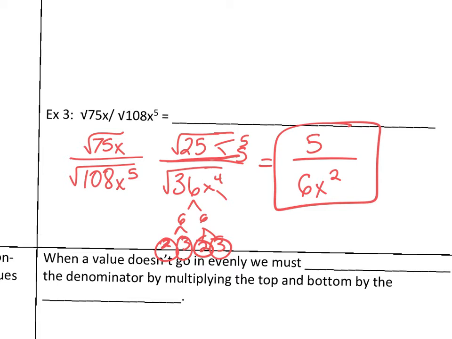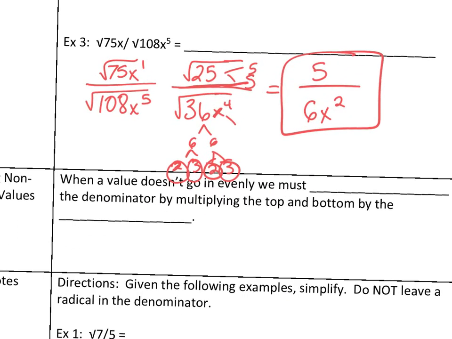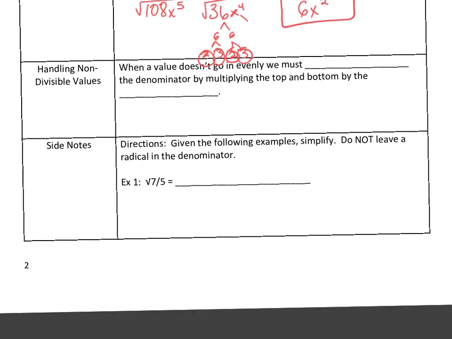Yes? What happened to the x on top? We subtracted them. So we did x to the 1st minus x to the 5th and got x to the negative 4th, but then we wrote it in the bottom to keep it positive. Good question. Yep. Any other questions on that? Okay. We're going to do plenty of examples today. But let's keep moving forward.